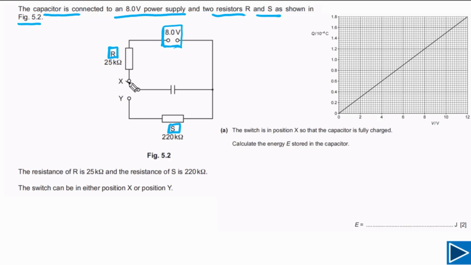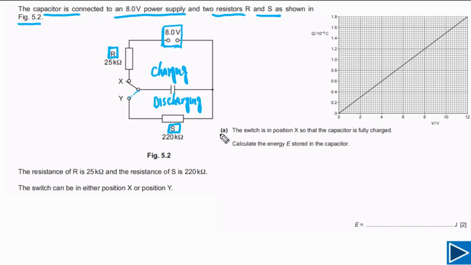When this switch is at position X, this capacitor is charging. A very important point we need to understand is when the capacitor is charging and when it is discharging. In this case, the capacitor is charging because there is a power supply in this loop, or simply you can say in this circuit. But if we move this switch to Y, this capacitor will start discharging because in this loop there is no power supply. There is only a resistor. So the capacitor is at higher potential, and it will start discharging. So this is a very important point about charging and discharging.